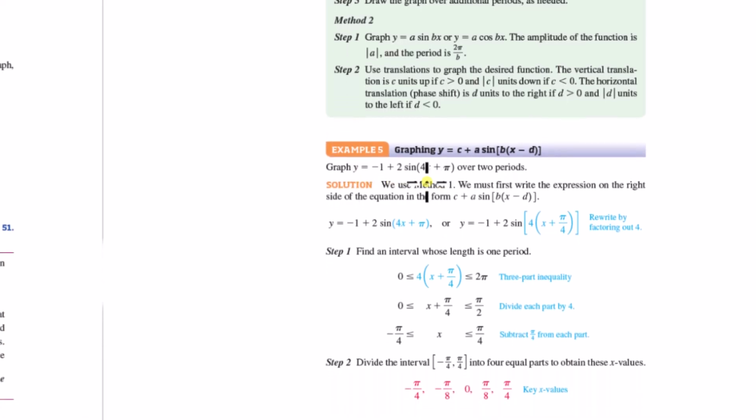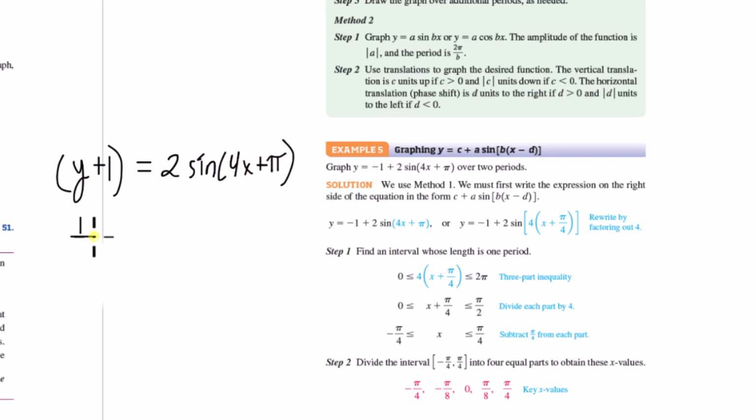how do we interpret this? Well, we can bring that y over, or that 1 over, so you have y plus 1. So that tells you the transformations that have been done to the y variable. Oh, well, no, not yet, not quite yet. So 2 sine 4x plus pi. We can divide both sides by 2.